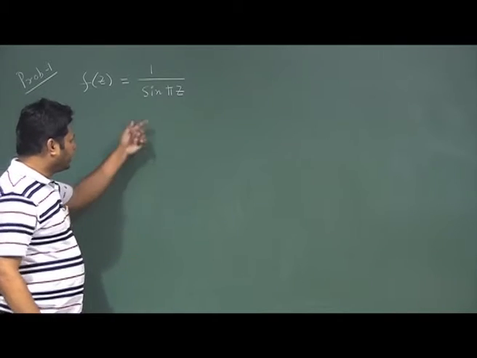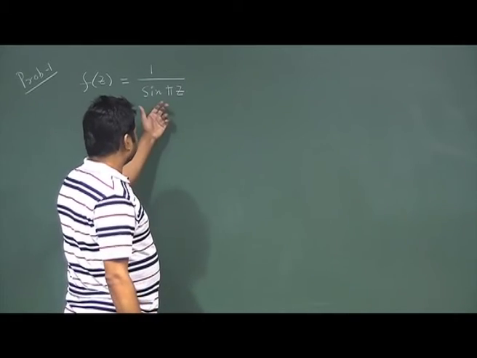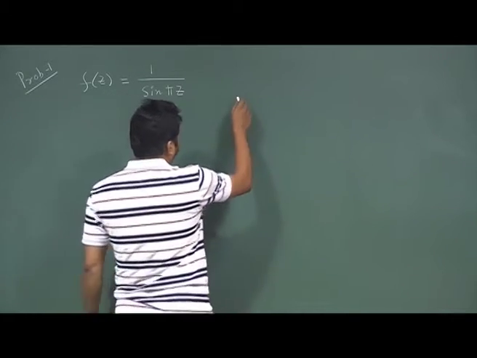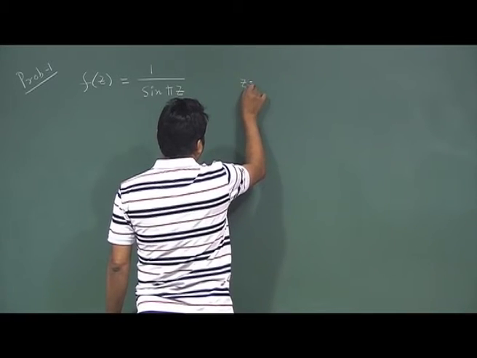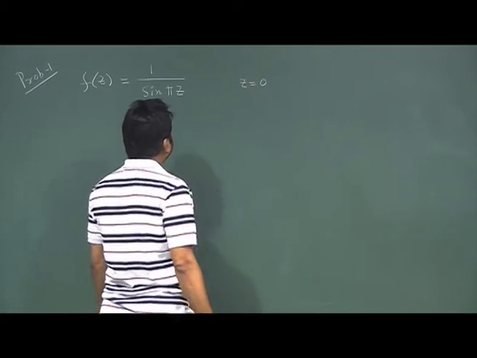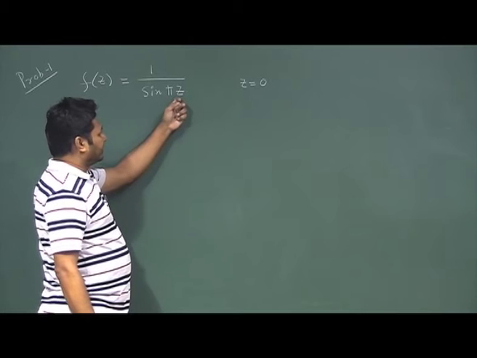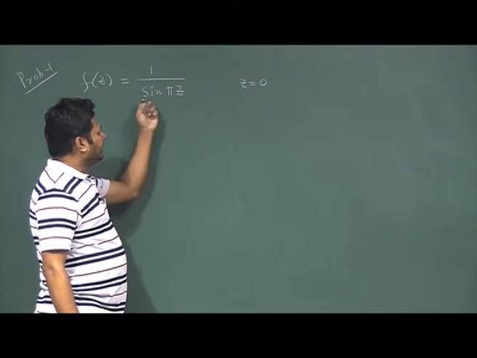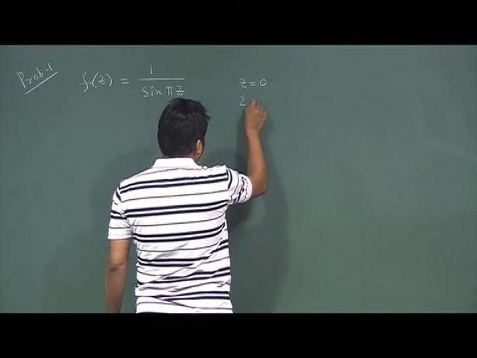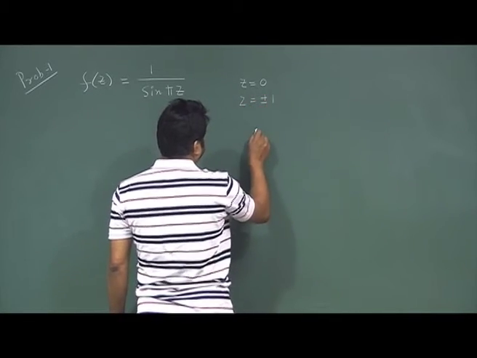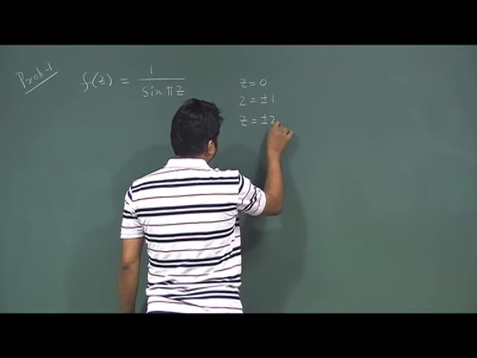Now you can readily understand that there are many singularities associated with this function. For example, z equal to 0 will be a singularity, and all integers are singular points. So z equal to plus minus 1 is a singular point, z equal to plus minus 2, and so on.